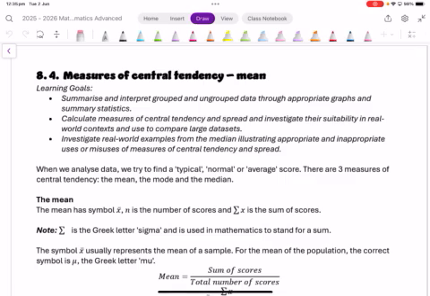All right, we are looking at measures of central tendency and we're looking at the mean today. When we analyze data, we try to find typical, normal or average scores. There are three measures of central tendency: the mean, the mode and the median.